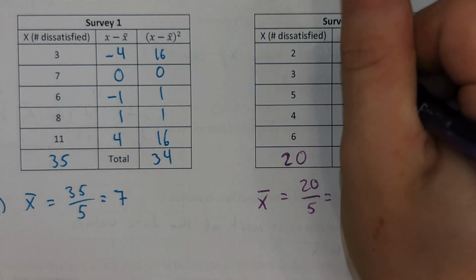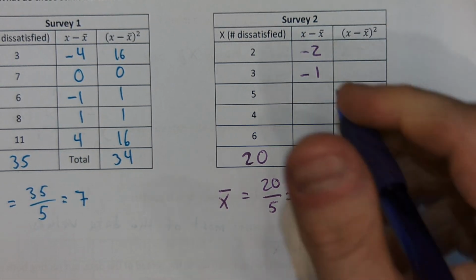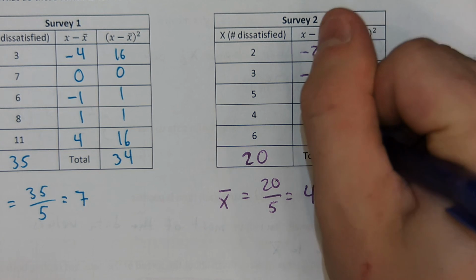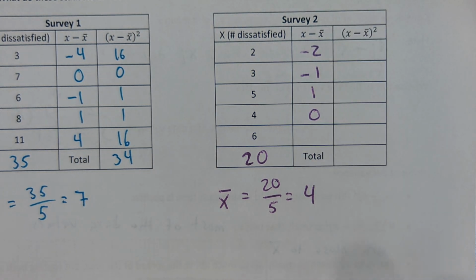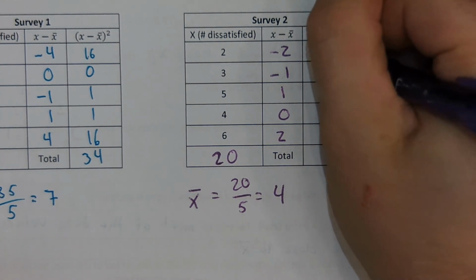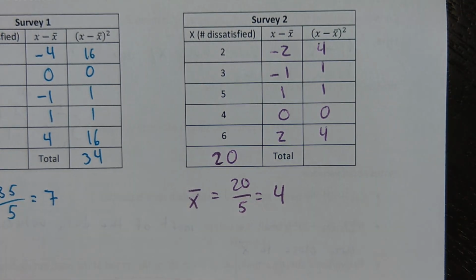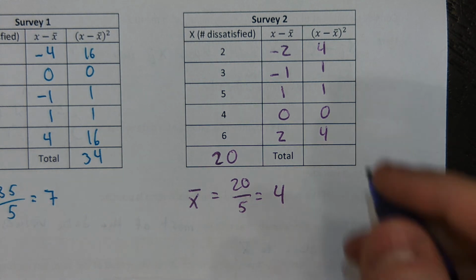2 minus 4, negative 2. 3 minus 4, negative 1. 5 minus 4, 1. 4 minus 4, 0. 6 minus 4, 2. Square all those values. 4, 1, 1, 0, 4. And that adds to 10.